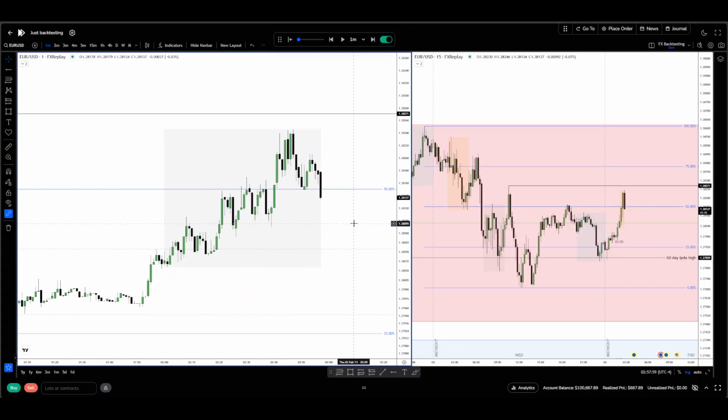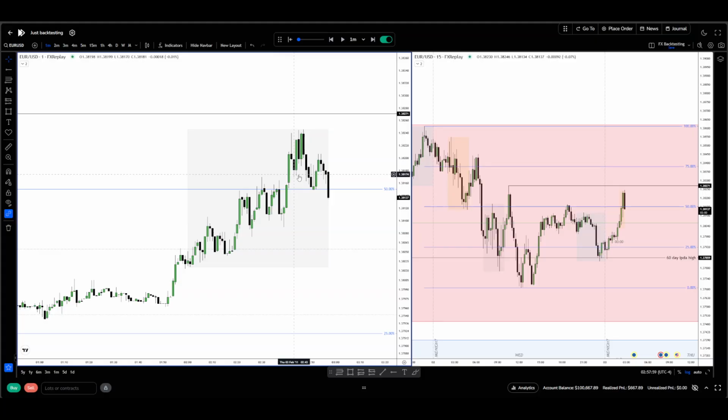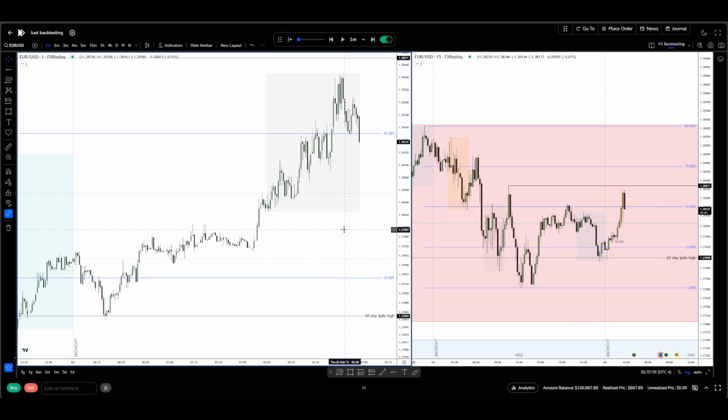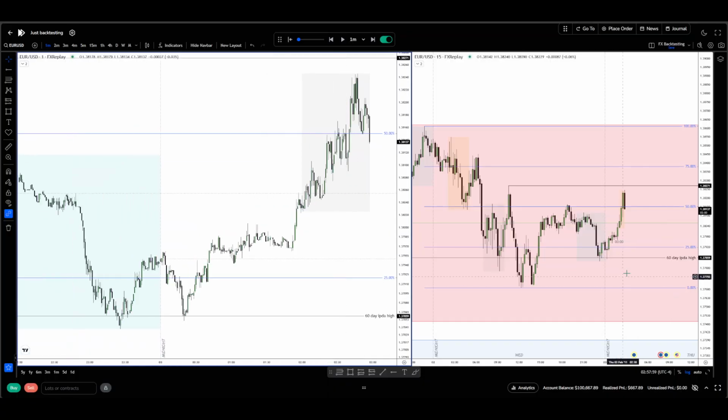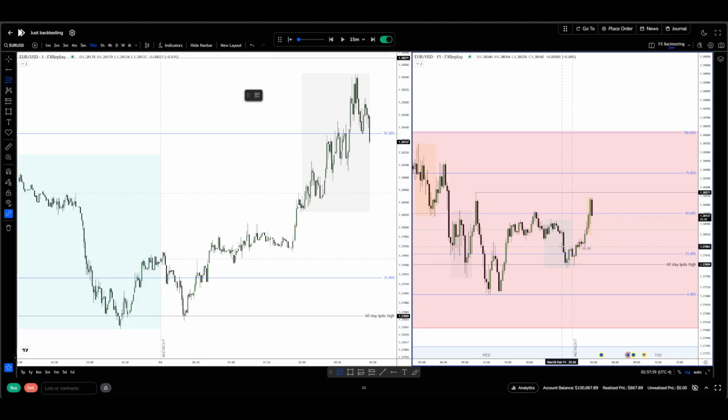Okay, so that's not what's going to happen. So we have a very clear break now here. We're expecting this value gap where we break lower. So now what we have is we can now measure this move from this low to this high.